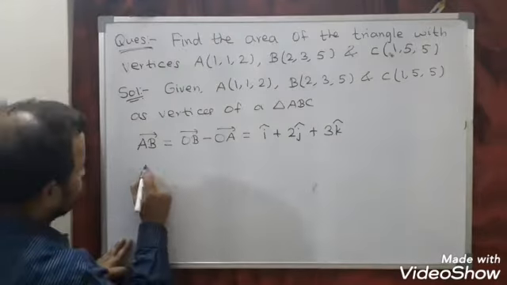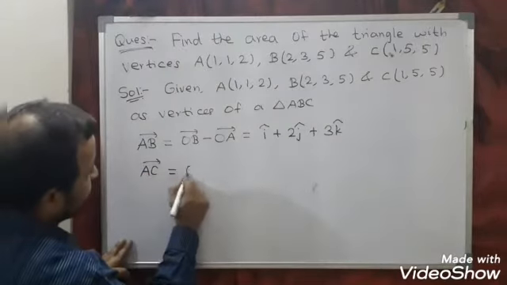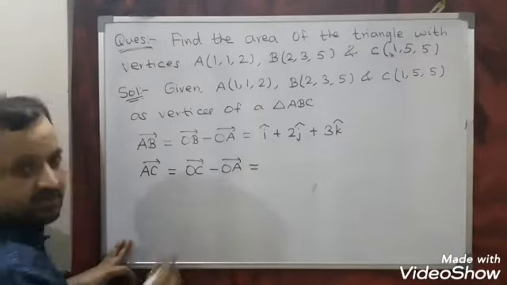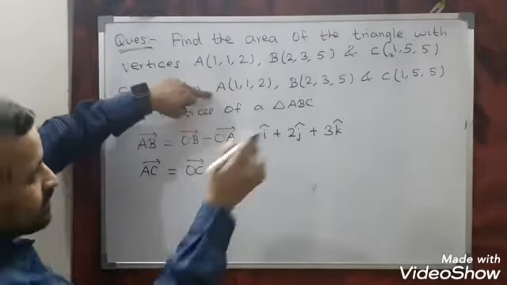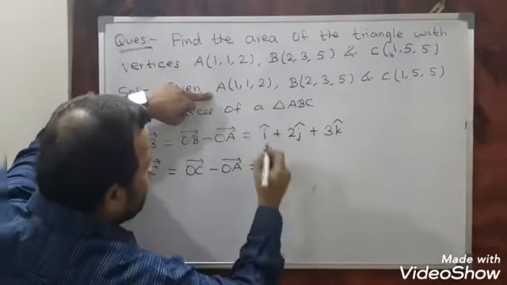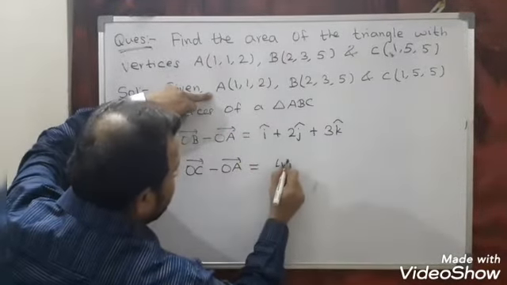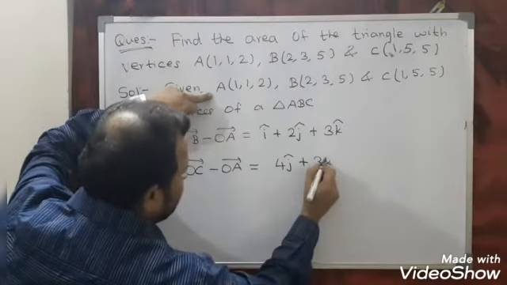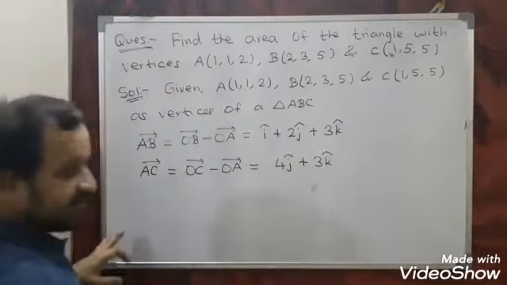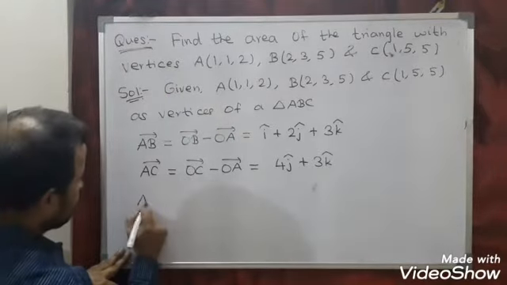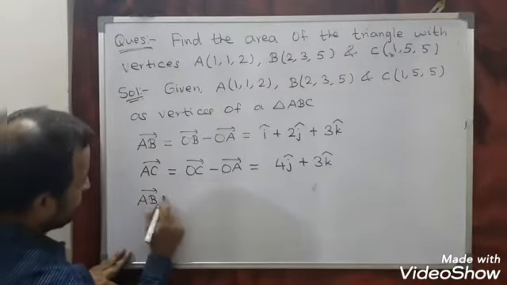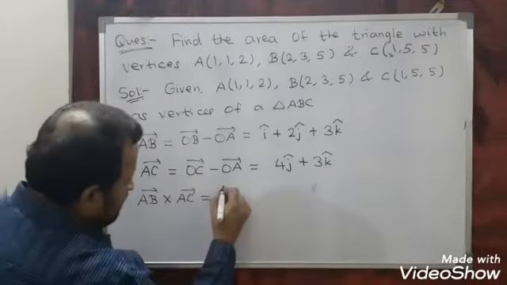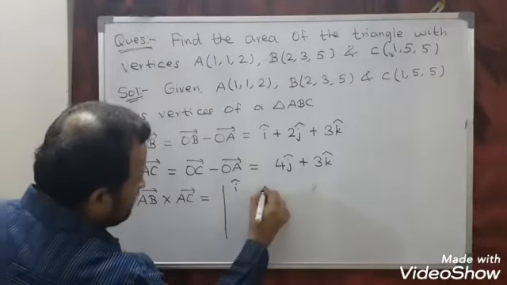Similarly, calculate the AC vector. The AC vector is nothing but the position vector of C minus the position vector of A. So calculate C minus A: 1 minus 1, 0 will come. 5 minus 1, 4j will come. And 5 minus 2 is 3k. Right. Next we have to find the cross product. So here I can say the AB vector cross AC vector is equal to the determinant of i, j, k.